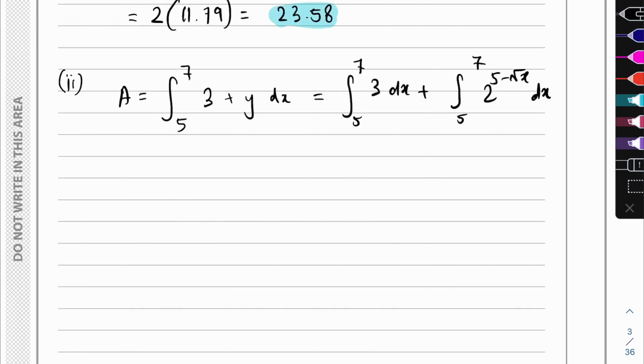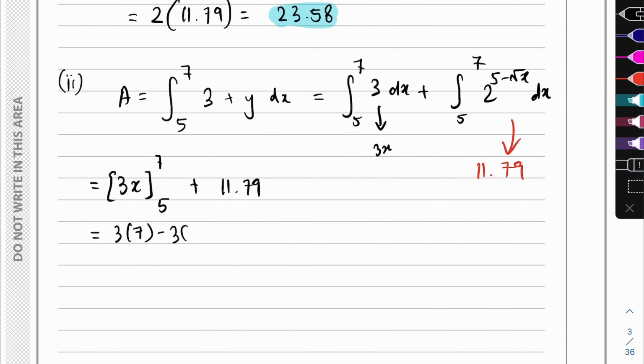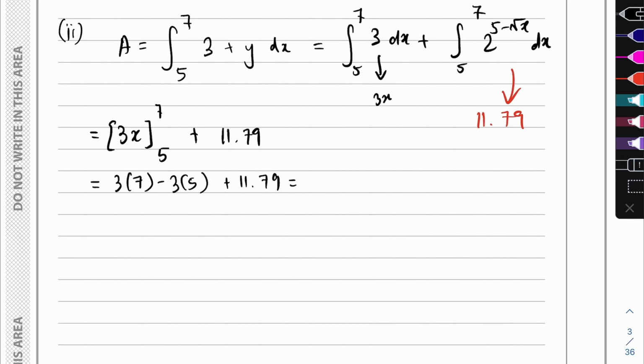So what's the integral of 3? This is just 3x, isn't it? So we get 3x with the limits 7 and 5, plus we already know this value, which is 11.79. So all we got to do is add them. This gives us 3 times 7, take away 3 times 5, plus 11.79. So we know that this is equal to 21 take away 15, which is equal to 6. So we just have to add 6 to 11.79, which we get is 17.79.